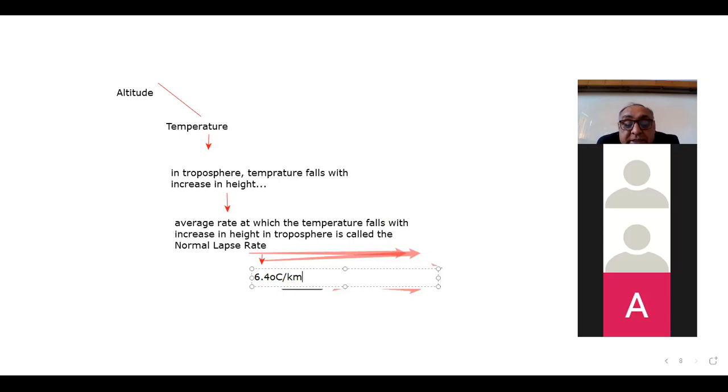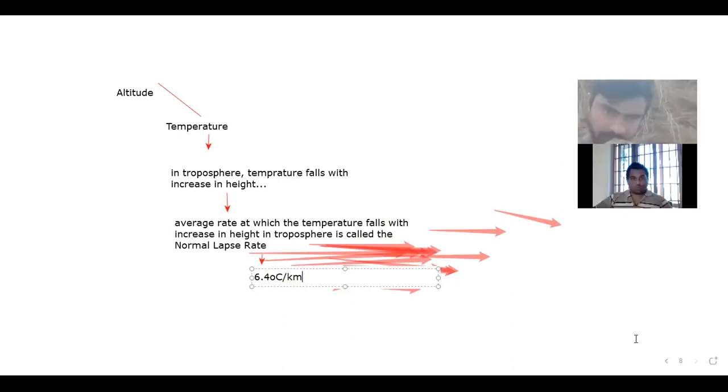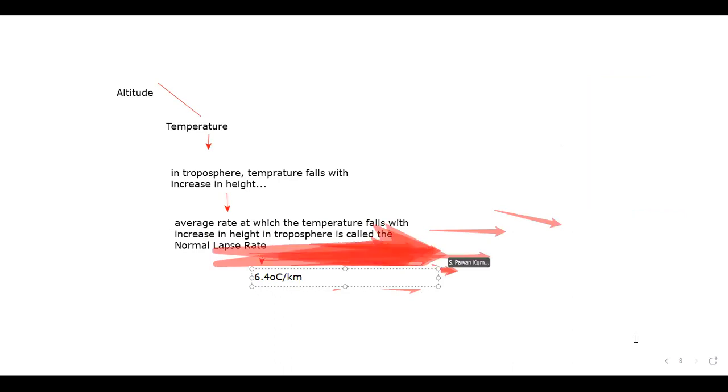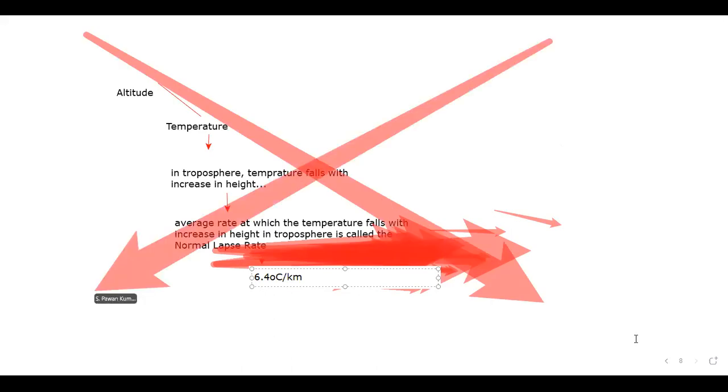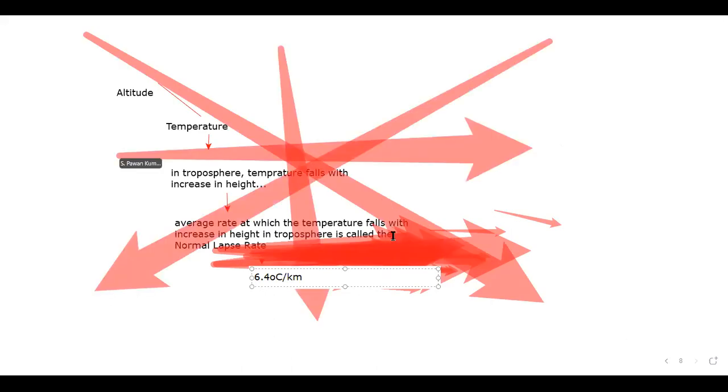Pawan Kumar, please, Pawan, please remove these arrows which you are drawing here. Pawan, okay, I'm removing you from class.